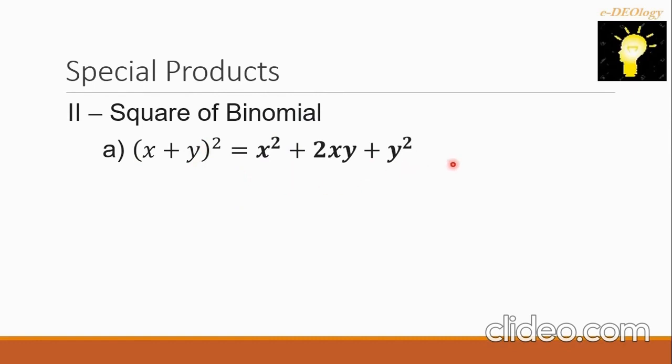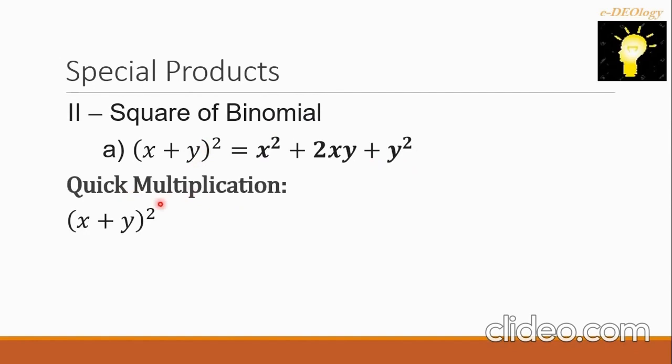So let's have a quick multiplication of this x plus y all raised to 2, this square of binomial here. So what we'll do, first, we are going to expand the exponent. The power 2 simply means we have x plus y times x plus y.